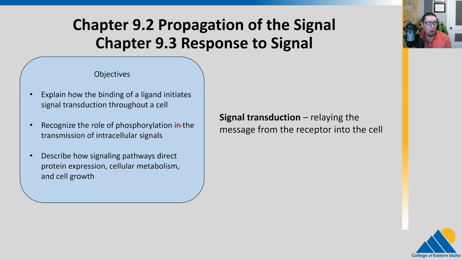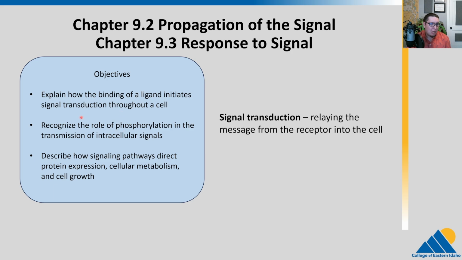We're going to quickly talk about what happens when we get the signal, how it's sent through, and then a little bit about response to a signal. Again, this is going to be very generic, but good to understand some of the generic mechanisms here. Again, we have this idea of signal transduction, relaying the message from the receptor into the cell, and then having some sort of response occur there.